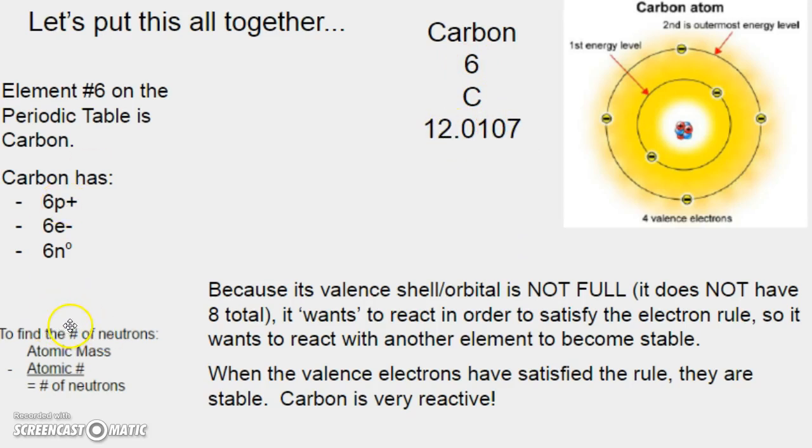In order to find the number of neutrons, I take the atomic mass, round it to 12, minus 6, the atomic number, which tells me it has 6 neutrons. Because it has valence shell electrons that are not full, it does not have 8. It wants to have 8 because it's spilled into the second orbital, so it's going to react in order to satisfy the octet rule. When the electrons in the valence shell have satisfied the rule, they're stable. But carbon is not. Carbon is very reactive.